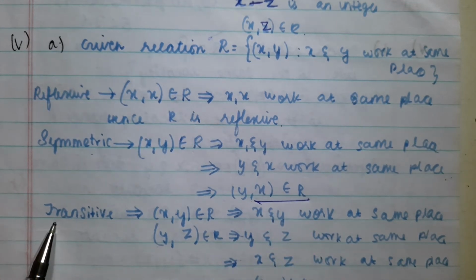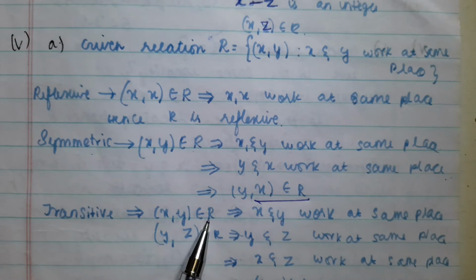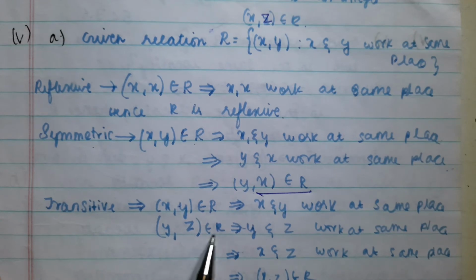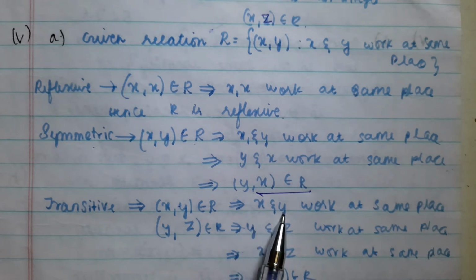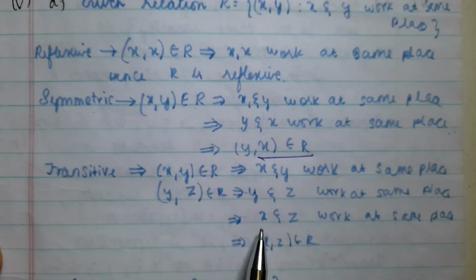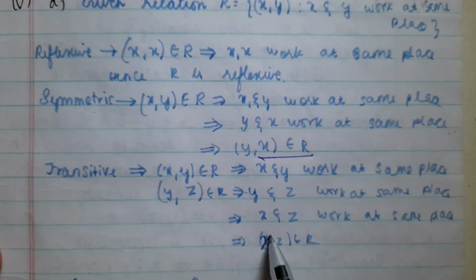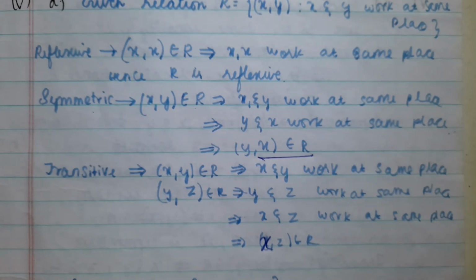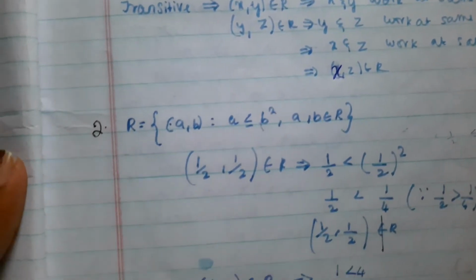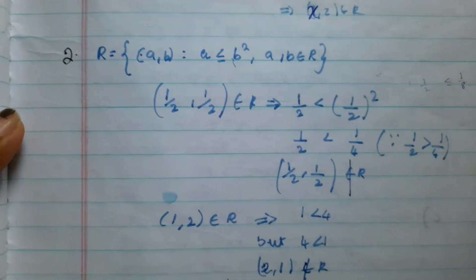Next, transitive. In transitive, (x, y) belongs to R. It means x and y work at the same place. (y, z) belongs to R. So, y and z work at the same place. Now, x and y work at the same place, y and z work at the same place. Then x and z also work at the same place. That is the meaning. Therefore, (x, z) belongs to R. So, transitive is also satisfied. Question number 1 completed. Next, we will go to the second question.